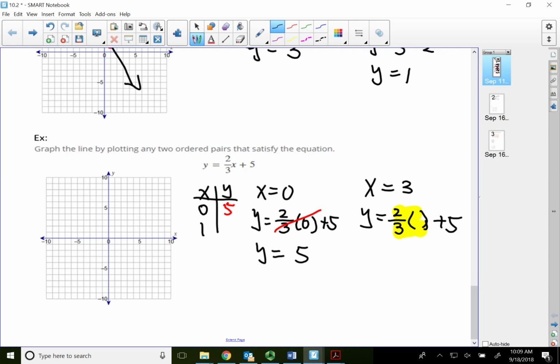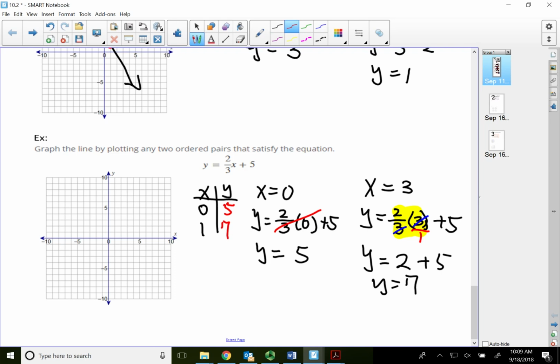So if I pick 3 to substitute, 3 means 3 over 1. After I substitute, the 3 on top and the 3 on the bottom cancel out, so this first term is now just 2. And 2 plus 5 tells me y is going to be 7. So when x equals 3, y is 7.